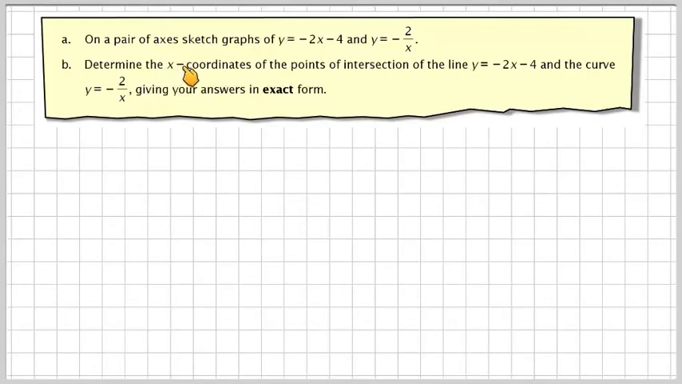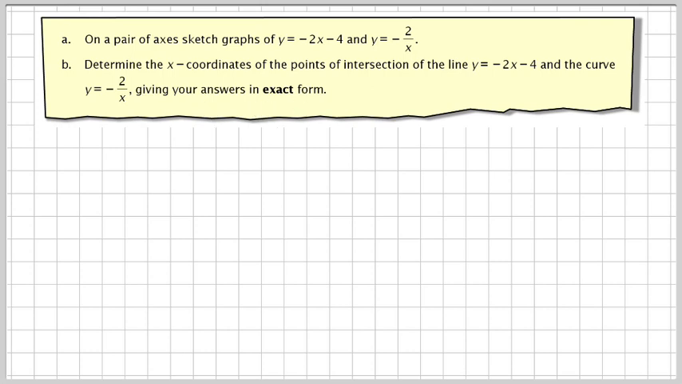On a pair of axes, sketch graphs of y is equal to minus 2x minus 4 and y is equal to minus 2 over x. Determine the x-coordinate of the points of intersection of the line y is equal to minus 2x minus 4 and the curve y is equal to minus 2 over x, giving your answers in exact form.